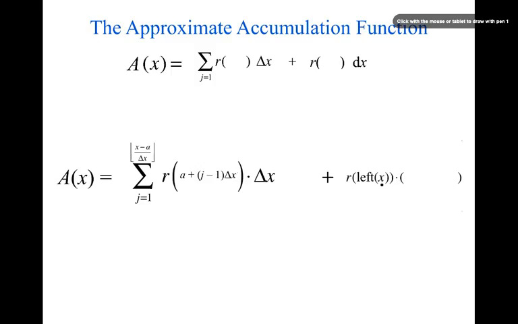This is the left side of the current interval, right? That's the left side of the current interval, and then times dx. And we said we want to write dx in terms of x, so dx would be x minus left of x, the little amount of change that we have in the current interval. So that completes it.